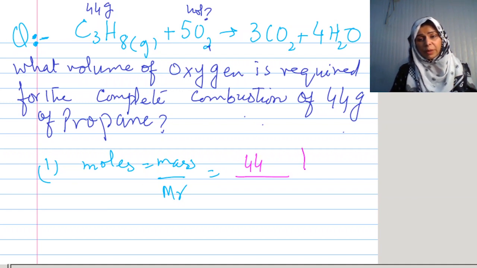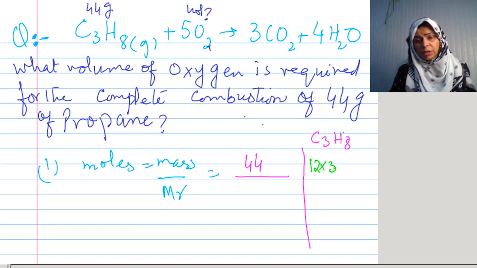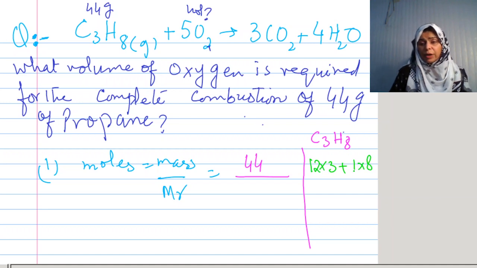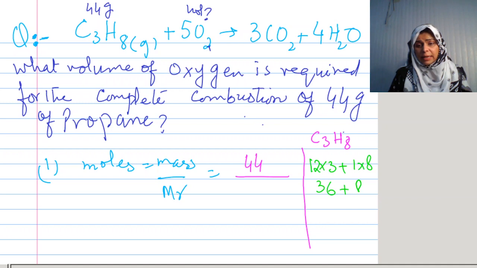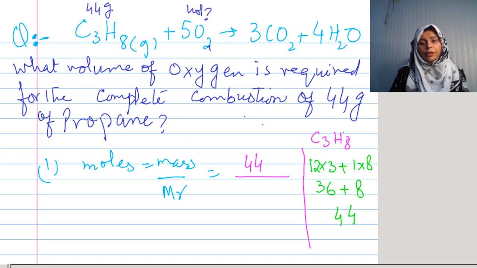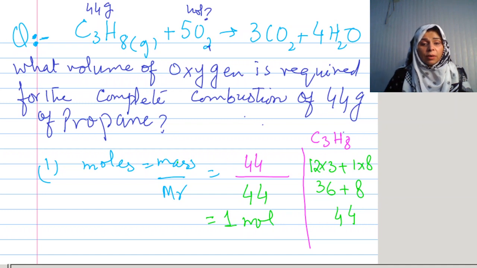Mass is given, that is 44 gram of propane. The formula of propane is C3H8. We will calculate its molecular mass: 12 into 3 plus 1 into 8 atoms of hydrogen, 36 plus 8, that is 44. So we get the Mr, that is 44. So the answer is 1 mole of propane.